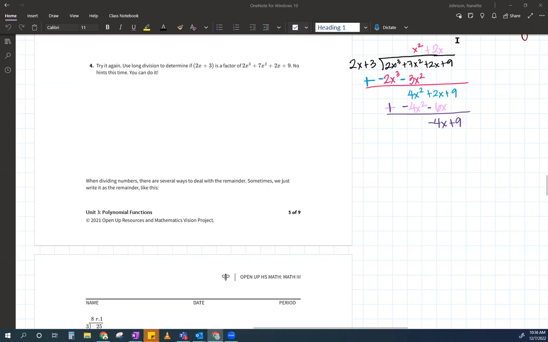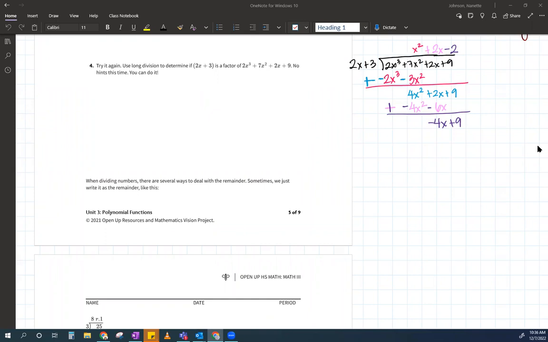Okay, so 2x times what gives me negative 4x, and you all would say, oh, that's negative 2, Miss Johnson. And even if you were wrong, you would know because this wouldn't come out the same, and then we'd figure that out. Okay, so negative 2 times 2x is negative 4x. Let me change colors really quick. Negative 4x, and negative 2 times 6 is negative 6.